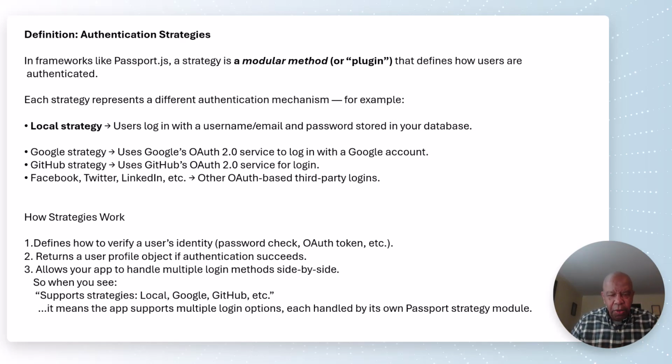So here's how strategies work. A strategy defines how to verify a user's identity, such as a password check or auth token, and returns a user profile object if the authentication succeeds. It allows your app to handle multiple login methods side by side. So with the website that I'm building, I can limit it to the local strategy, or I can expand it so that there are multiple strategies going on at the same time. I can use Google and local at the same time. It supports local, Google, GitHub, and that's just common.